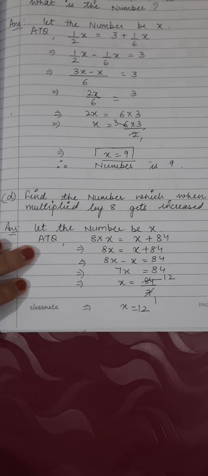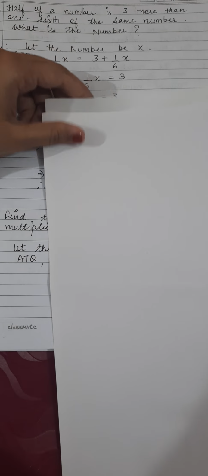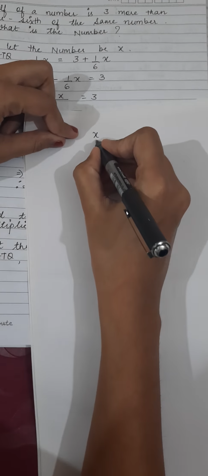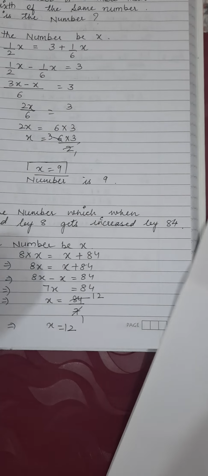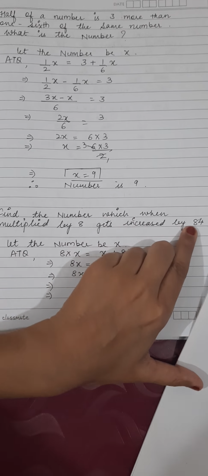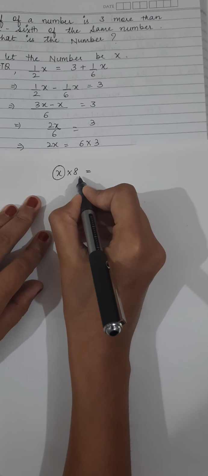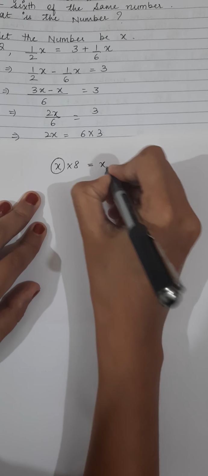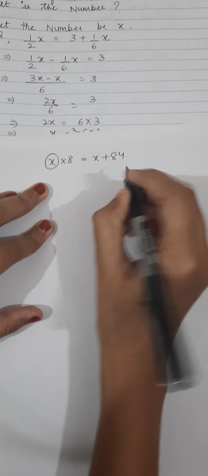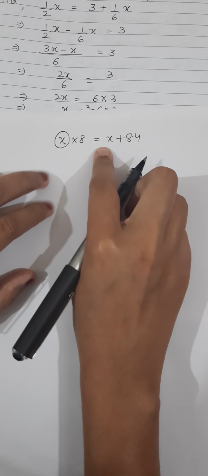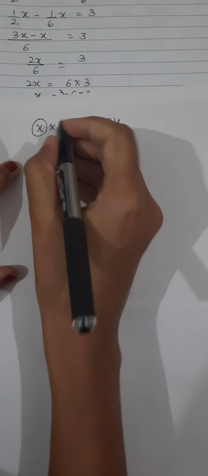Okay, now the D part is: find the number which when multiplied by 8 gets increased by 84. So there is a certain number, and I am going to multiply it by 8. They are saying if I multiply this number x by 8, it is going to increase by 84. Whatever was earlier, now the value will be increased by 84. So this is the equation.